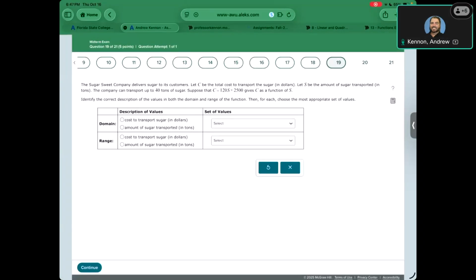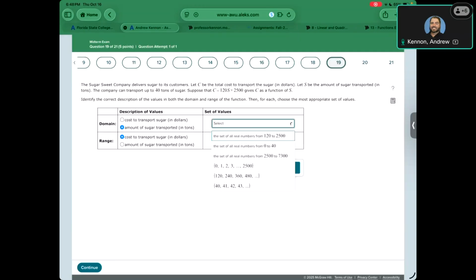The sugar sweet company delivers sugar to its customers. Let C be the total cost, in dollars. Let S be the amount of sugar transported. So the company can transport up to 40 tons of sugar. Suppose that C is 120S. Okay, so the domain is going to be my X. That's always my input. So my input is the amount of sugar transported. And my range would be the cost. Okay. So the amount of sugar transported is my input, and what I get out of that is how much it cost.